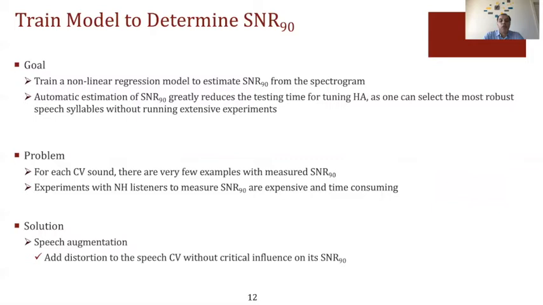So the goal is to automatically estimate this SNR90 based on the sounds that we have. The problem here is that we have a limited number of sounds, because this SNR90 assessment comes from time-consuming and very expensive experiments. To be able to train a model, we have to augment the speech. So we have to apply some distortions to the sounds, so we come up with more training data to be able to train the model.